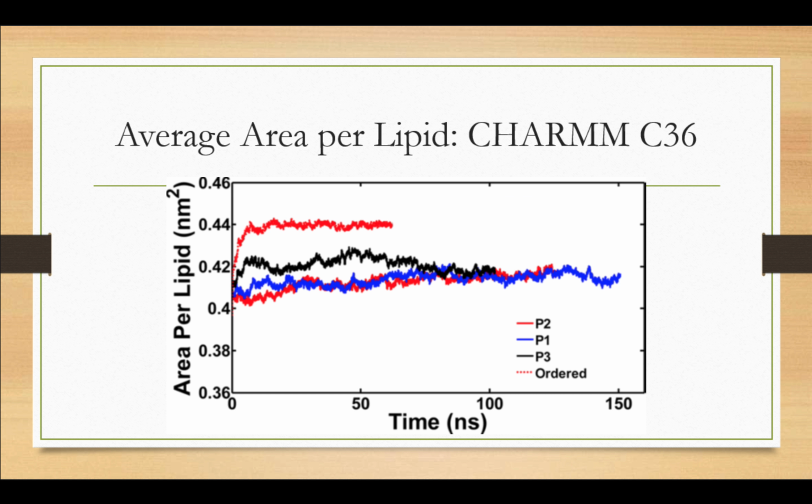This figure shows the area taken up per lipid as per the CHARMM C36 force field. The red dotted curve indicates the ordered backbone, and the other three curves show the disordered backbones. This again indicates the same thing as the Berger force field did, that the disordered system is less tightly packed than the ordered system is, which again is to be expected.